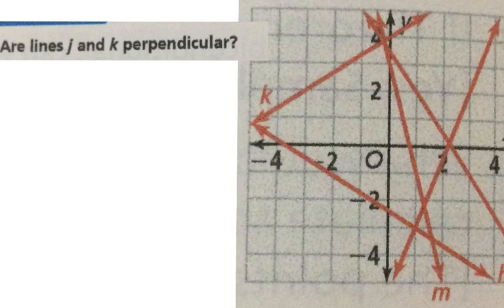Let's go to K. K is here. I like this point, and there's a point at 0, 4. Okay, I like that point. Let's see what my slope is. I rose 2. I went right 1, 2, 3. So the slope of K is 2/3. So are those perpendicular? Yes, they are, because they have opposite reciprocal slopes.